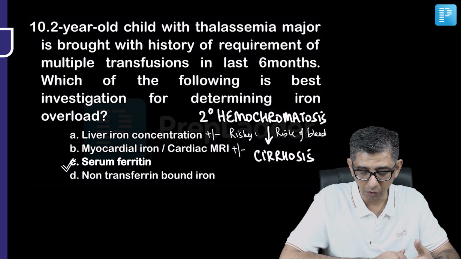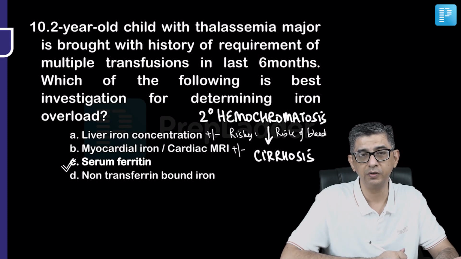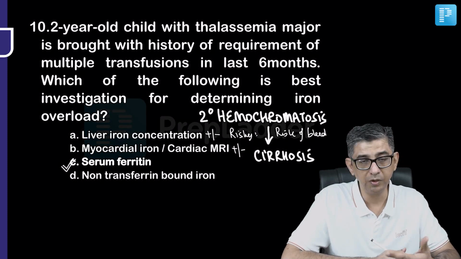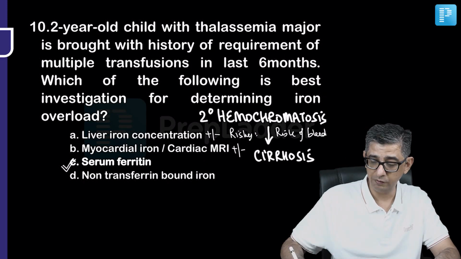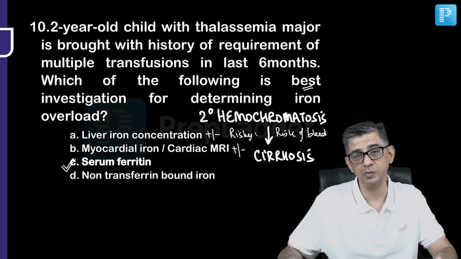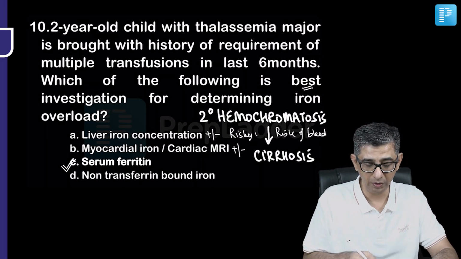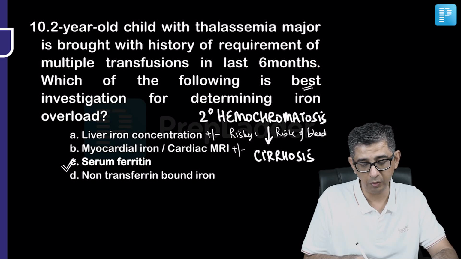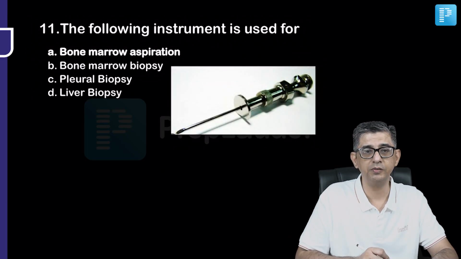And option number D is non-transferrin bound iron. So a couple of people said, sir, why not option number D for this question? Yeah, the values of non-transferrin bound iron would be increasing in the patient. But we need to select a test because he said which of these is the most standardized test for these patients. So serum ferritin would be the best one that has been standardized over a large number of years for diagnosis of hemochromatosis per se. I've given the textbook reference for Harrison as well for this one.